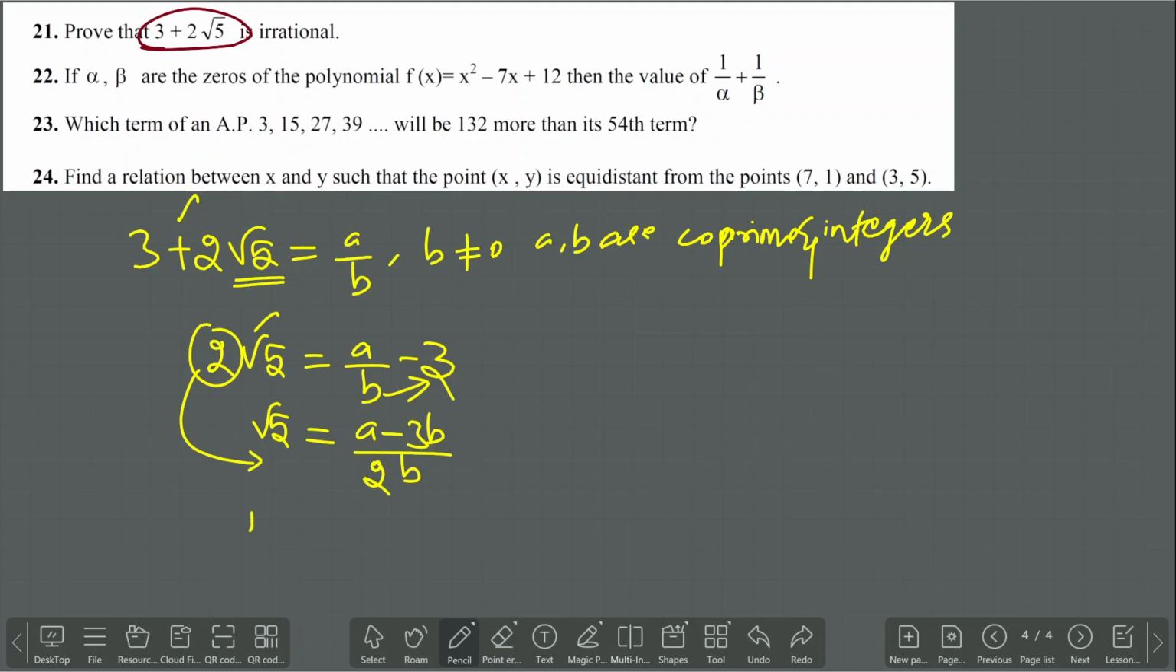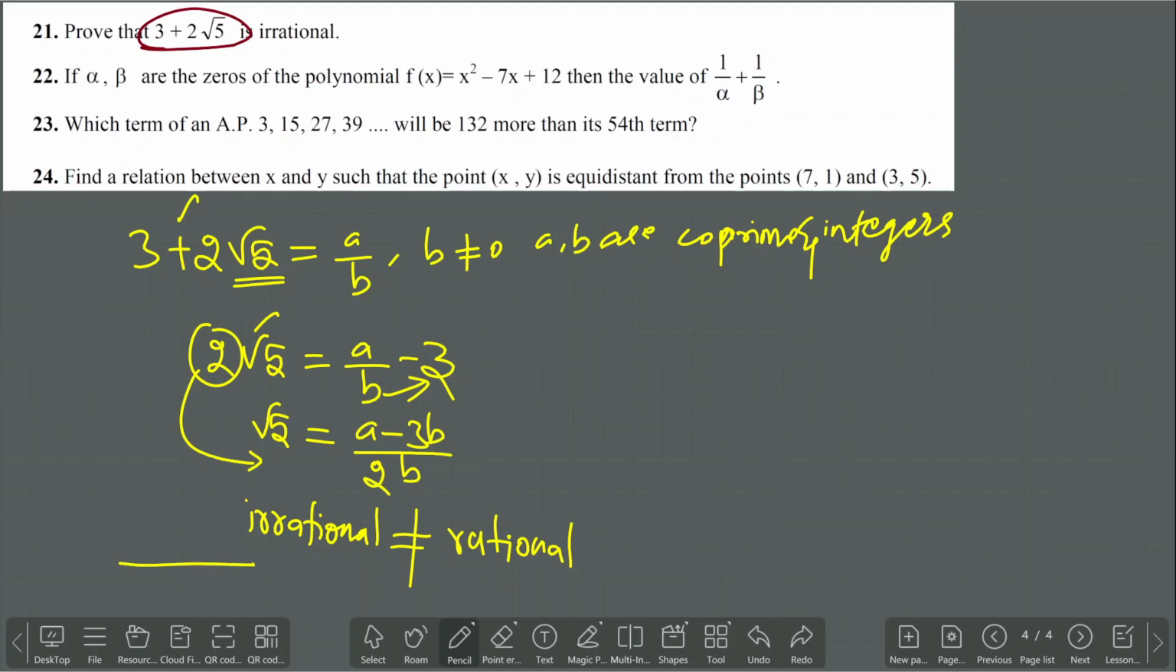That's it. So root 5 is irrational, because the square root of any prime number is irrational, and a minus 3b divided by 2b is rational. Why? Because a and b are integers, we said already. Integers adding, subtracting, dividing, whatever you do, you will be getting rational. So irrational not equal to rational. So our assumption is wrong.